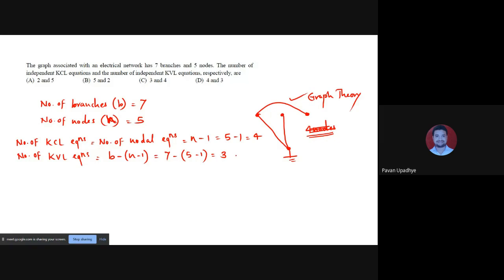The number of KVL equations is also called the number of mesh equations. Sometimes they ask for the number of KVL equations, and sometimes they ask for the number of mesh equations. So you have to be careful about both the words. They mean one and the same thing.